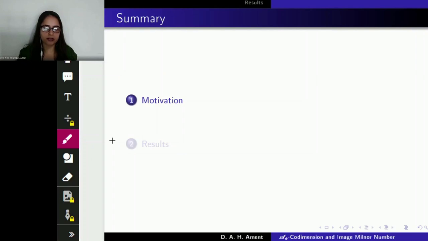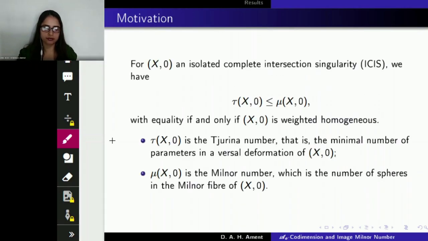I will start talking about the motivation. For X an isolated complete intersection singularity, ICIS, the Tjurina number is less than or equal to the Milnor number, with equality if and only if X is weighted homogeneous. The Tjurina number is the minimal number of parameters in a versal deformation of X. The Milnor number is the number of spheres in the Milnor fiber of X.